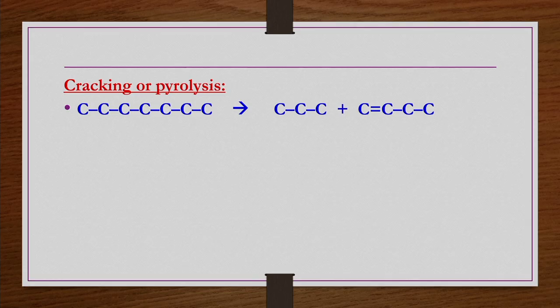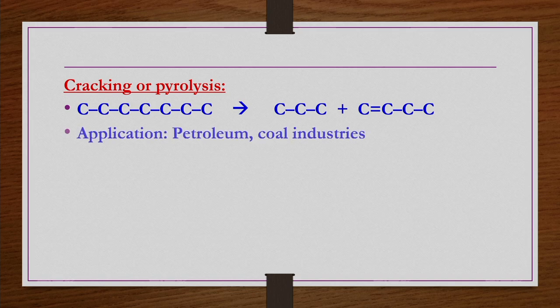For example, a representative reaction: a molecule with 7 carbon atoms is there. If you do the pyrolysis, then it is possible that you can get 2 components like this, right? Such kind of pyrolysis or cracking reactions are very common in petroleum, coal industries, and then biomass, bioenergy, etc.